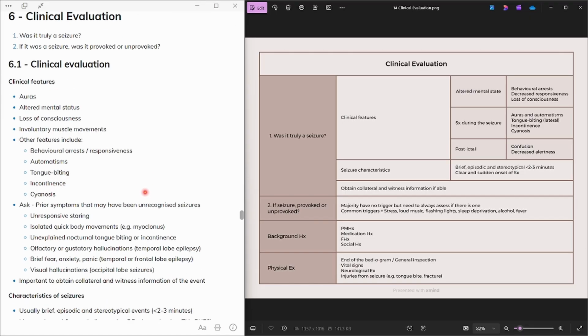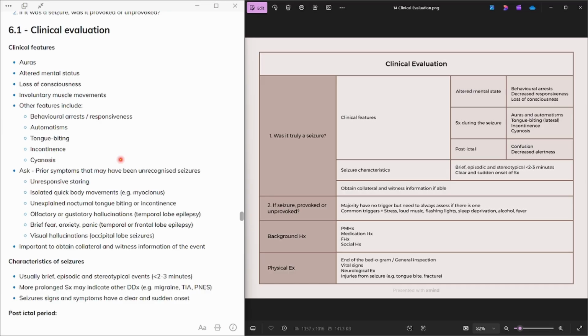So to determine whether or not it was truly a seizure, we can assess it based on the clinical features, the characteristics of seizures, and also from collateral and witness information. So the clinical features will depend on the type of seizure, whether it is focal or generalized. Focal seizures can have auras, and focal seizures and generalized seizures can have some sort of impaired consciousness. So they have an altered mental status. They can have loss of consciousness, decreased responsiveness, or behavioral arrests.